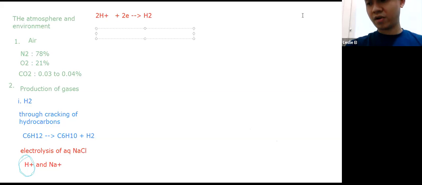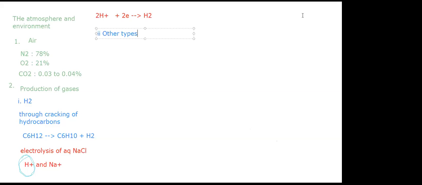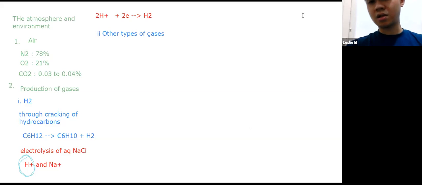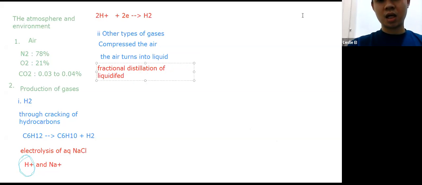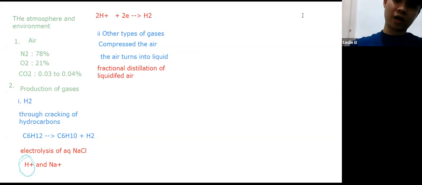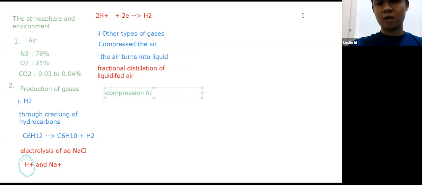And then he can also ask you for other types of gases, like nitrogen, argon, oxygen. If you want to produce other types of gases, you should compress the air. If you compress the air, it will turn into liquid. Then next, you can do fractional distillation of liquefied air. Usually, in short, I suggest students write compression followed by fractional distillation of the liquefied air. Usually it's 2 marks.